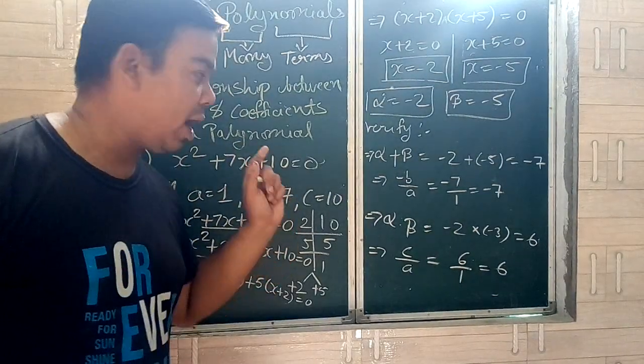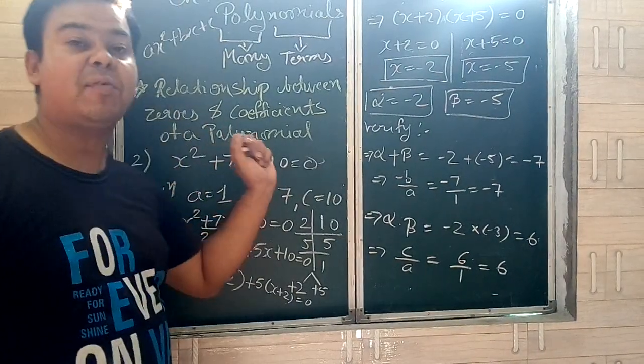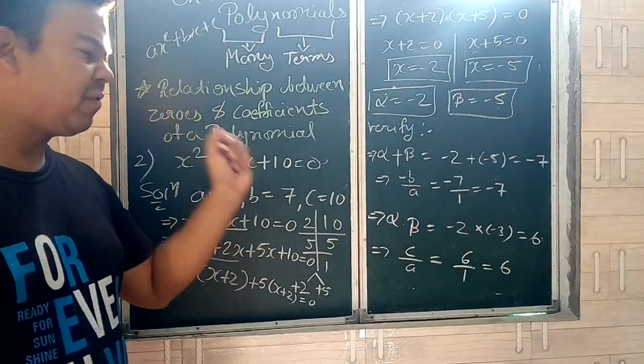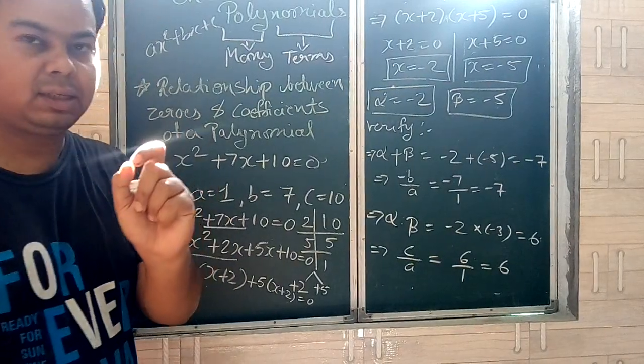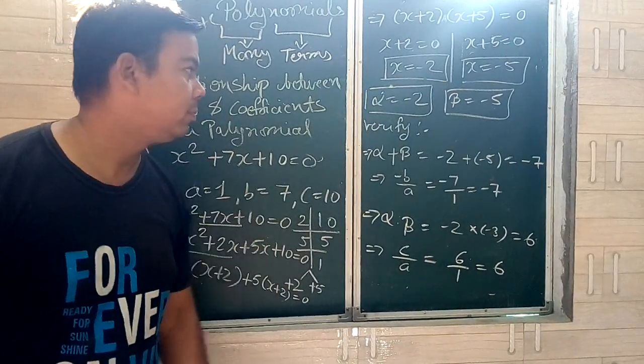Now I think it's clear to you all, the relationship between the zeros and the coefficients of a polynomial. And if you have any doubt, you can drop your questions in the WhatsApp group. Okay, let's note down.